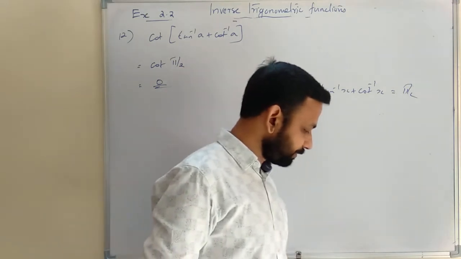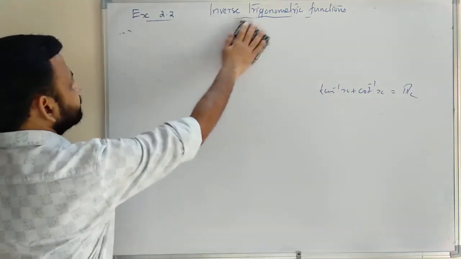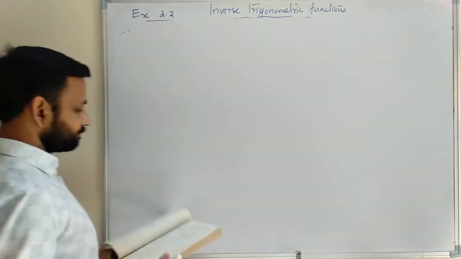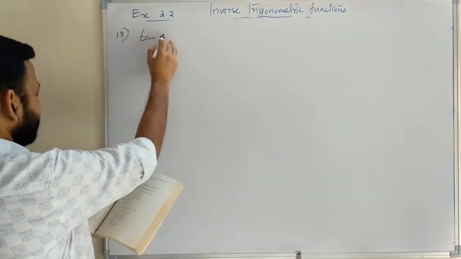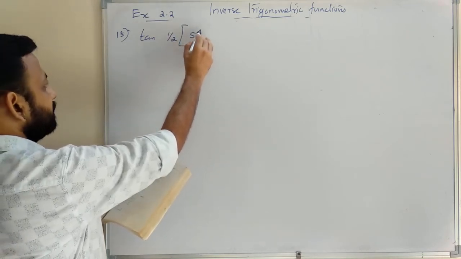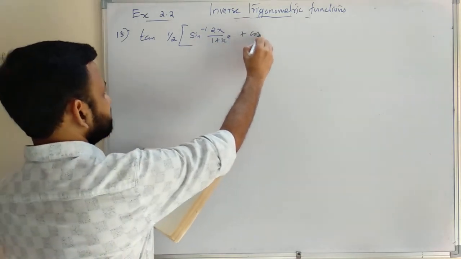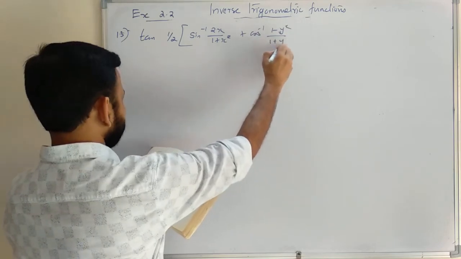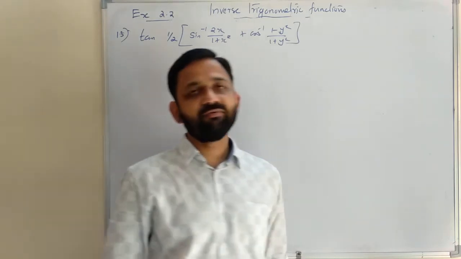Now we are going to do question number 13. We need to find tan of 1 by 2 in brackets, sin inverse 2x upon 1 plus x square plus cos inverse 1 minus y square upon 1 plus y square, with the interval given. So we need to find the value of this expression.